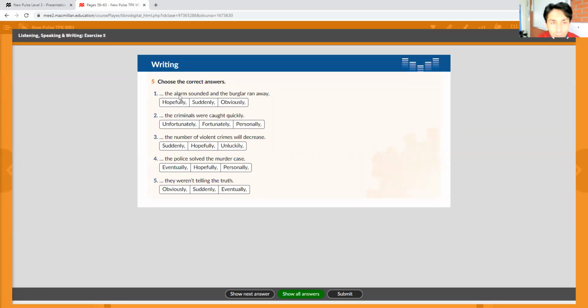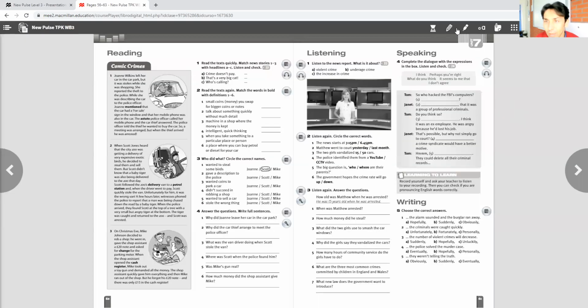Choose the correct answers. The alarm sounded and they broke in, running away. Suddenly, first one is suddenly. The criminals were caught quickly, fortunately. Third one, hopefully the number of violent crimes will decrease. Four, eventually the police solved the murder case. And last one, obviously they weren't telling the truth. Okay, this is our writing part.